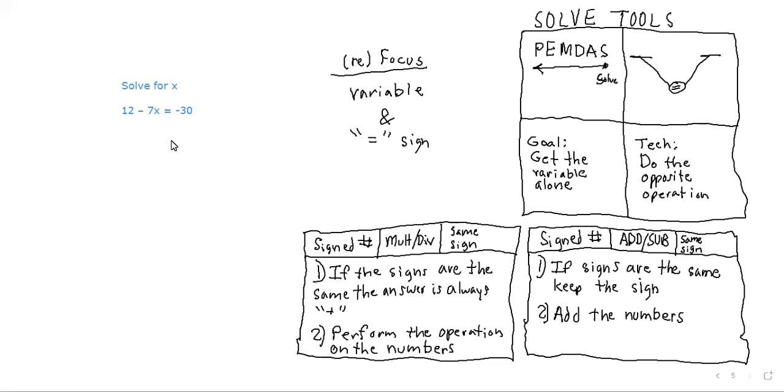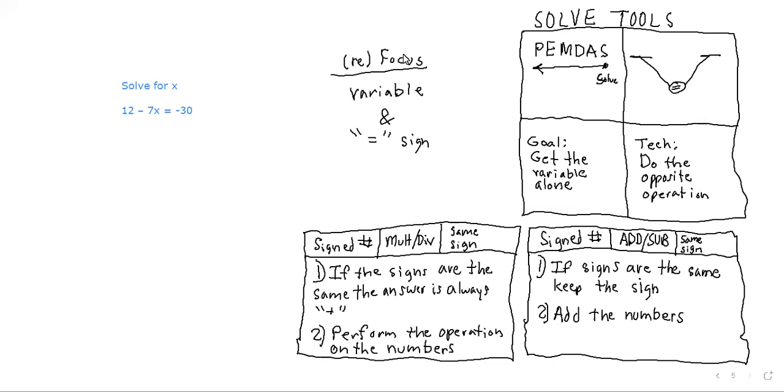Okay, let's jump right in. The problem states solve for x, and they give us 12 minus 7x equals negative 30. Now, I'm going to let you guys know right off the bat, the HESI is notorious for tricking students, and this is one of those tricks or speed traps, and you'll see why in a second.